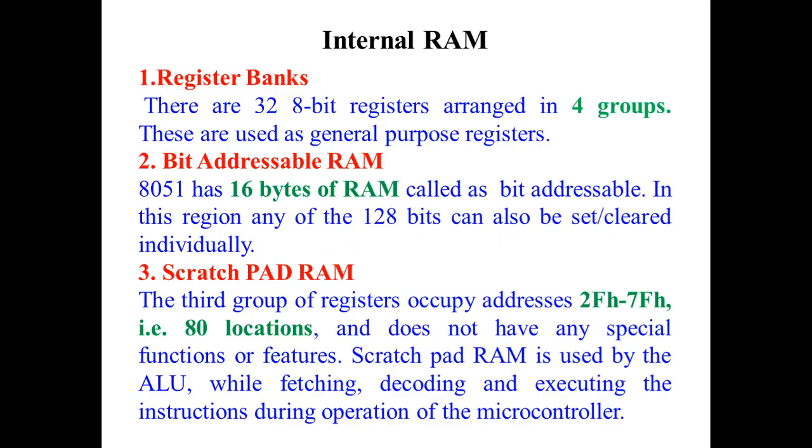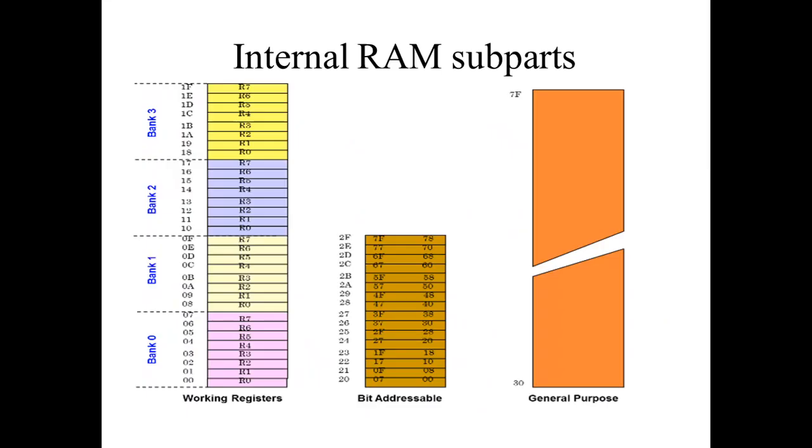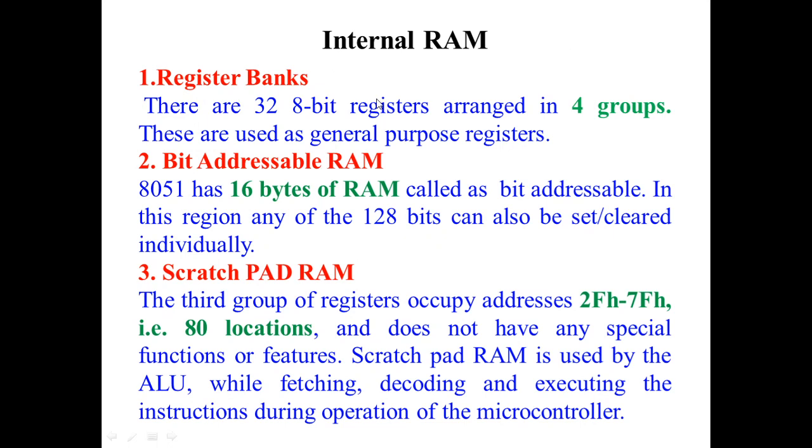We know that there are two types of memory, that is RAM and ROM. First we will discuss internal RAM. Now we know that in 8051 there is 128 bytes of internal RAM. That internal RAM is split. Now this is the structure of internal RAM. It is split into three parts. First one is register bank, second one is bit addressable RAM, and third one is a scratch pad.